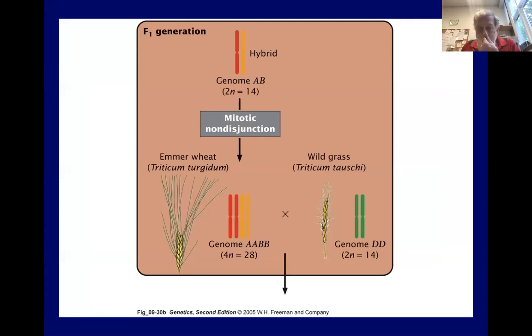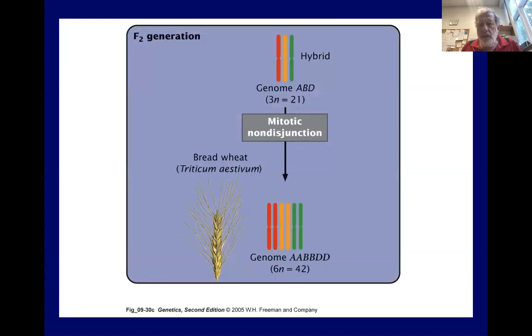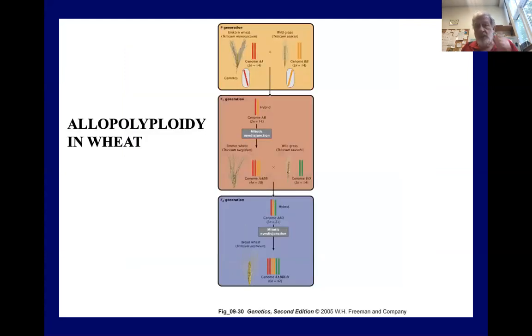And when that's crossed with another species of wild grass, Triticum tauschii, it's also 2n = 14. We get a hybrid that is triploid, 3n = 21, with a set of 7 chromosomes from each of the species. But when that undergoes mitotic non-disjunction, it produces bread wheat, Triticum aestivum, which is 6n = 42. So it is a hexaploid. This shows that whole thing start to finish.